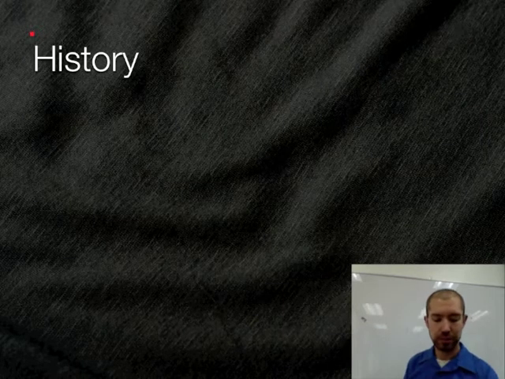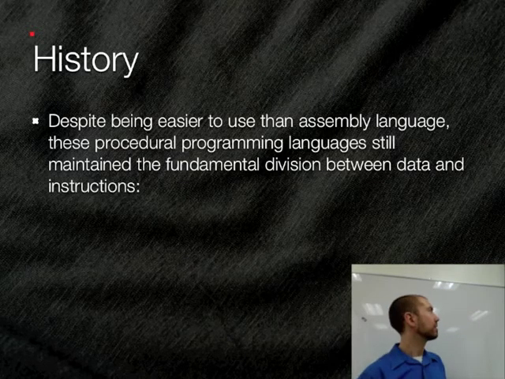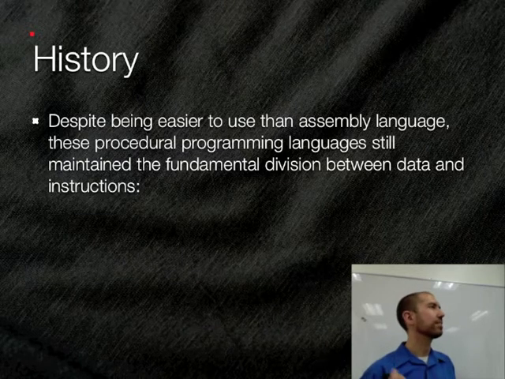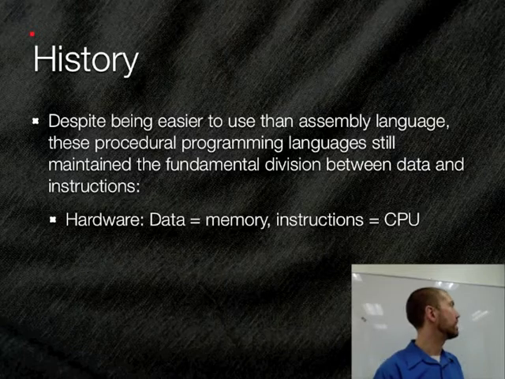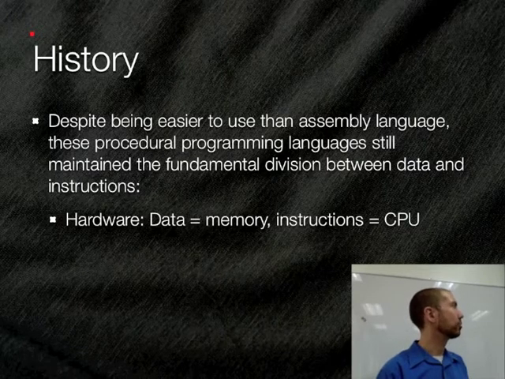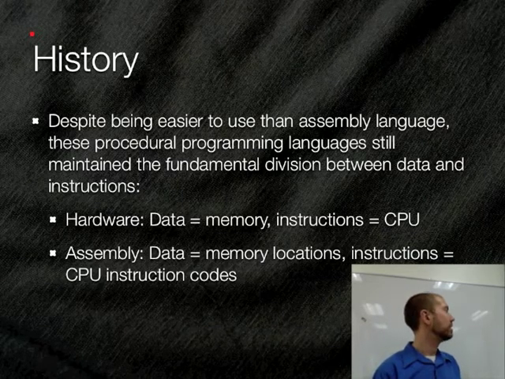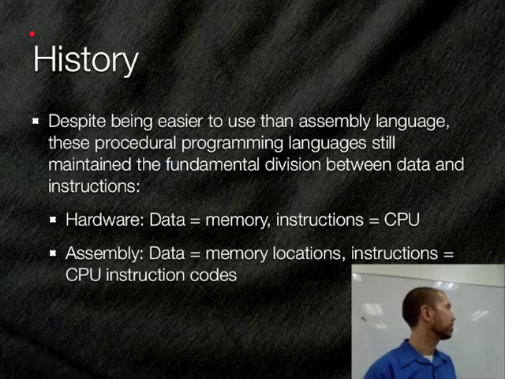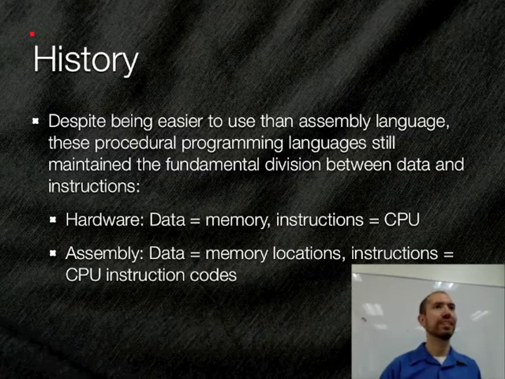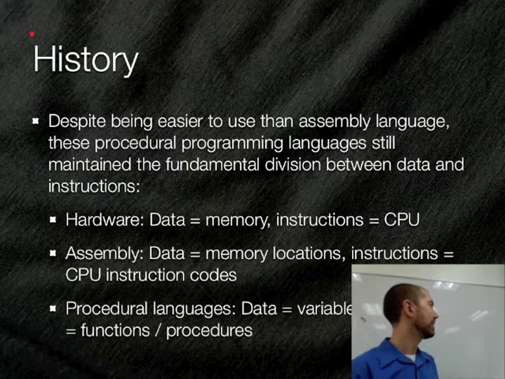Okay, so the reason we're talking about this is because this is not what we're focusing on today. Like I said, these languages maintain this fundamental divide between data and instructions. If you think about the hardware, the data is what's in your memory, and the instructions are what's happening in your CPU. If you think about this in terms of assembly code, the data are always those little memory locations that were on each line of assembly code, and the instructions were these little CPU instruction codes that say things like compare these two numbers or add this number or something like that.